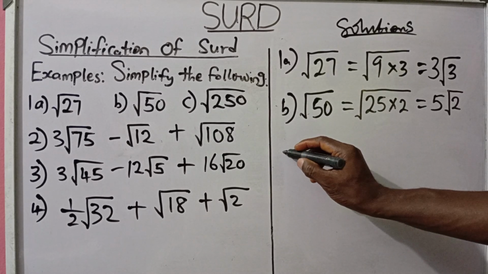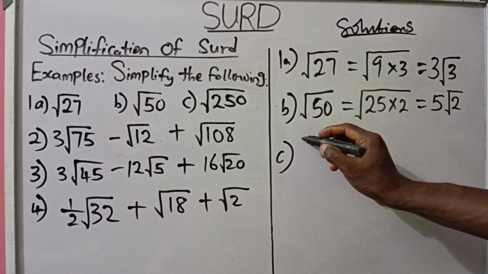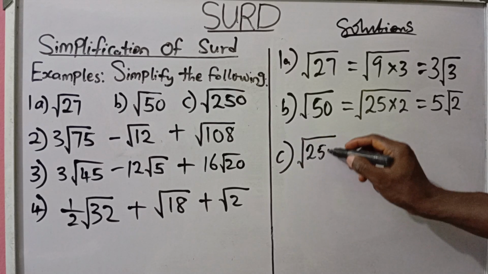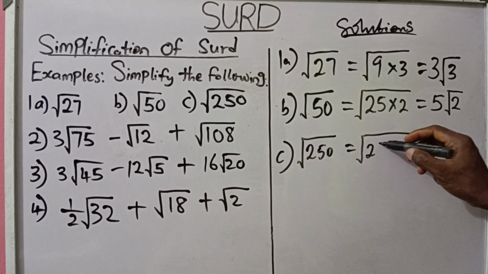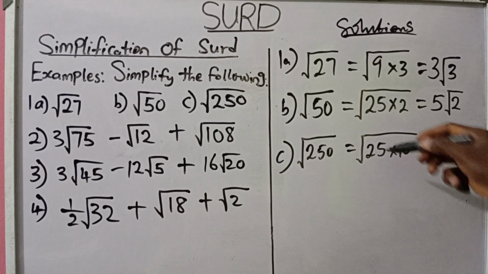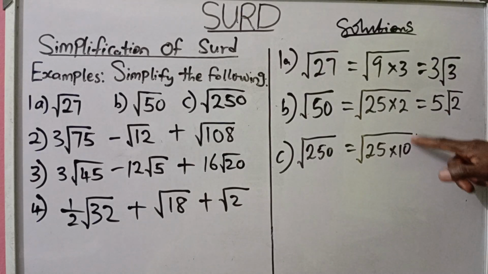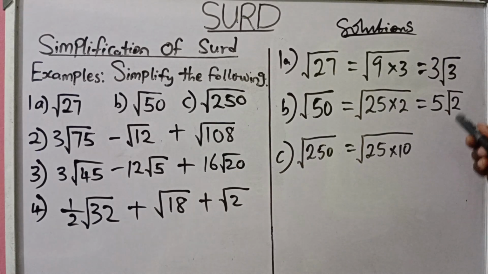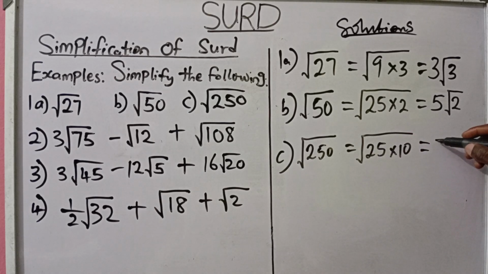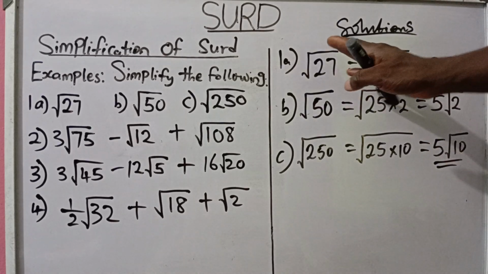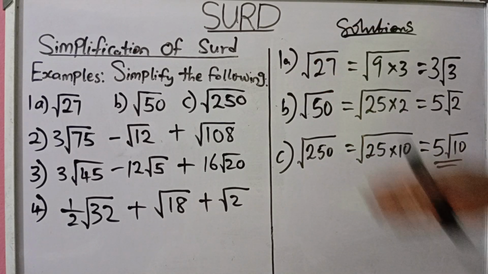Then number 1C, using the same method, 250. The two multiples here will be 25 multiplied by 10. 25 multiplied by 10 will give us 250. I hope this is quite clear. So how do we now resolve it finally? The final answer there will now be the square root of 25 is 5. Then 10 is not a perfect square, so we'll leave it inside. And you can simplify 10 further. So this is exactly how we resolve and simplify surds, as you can see on the board.